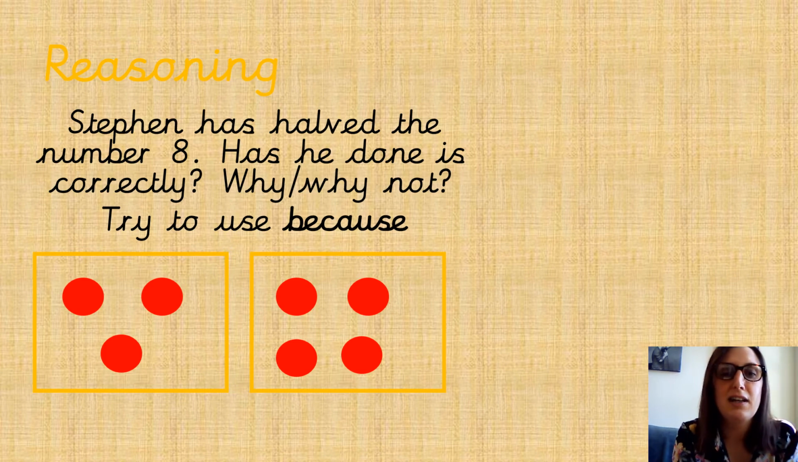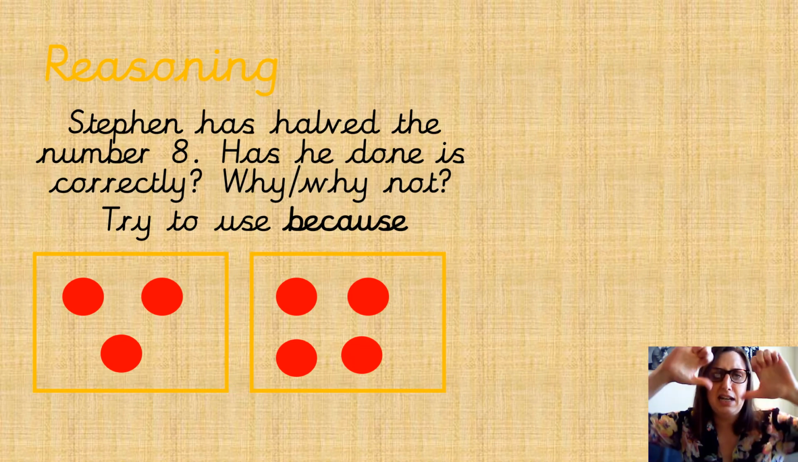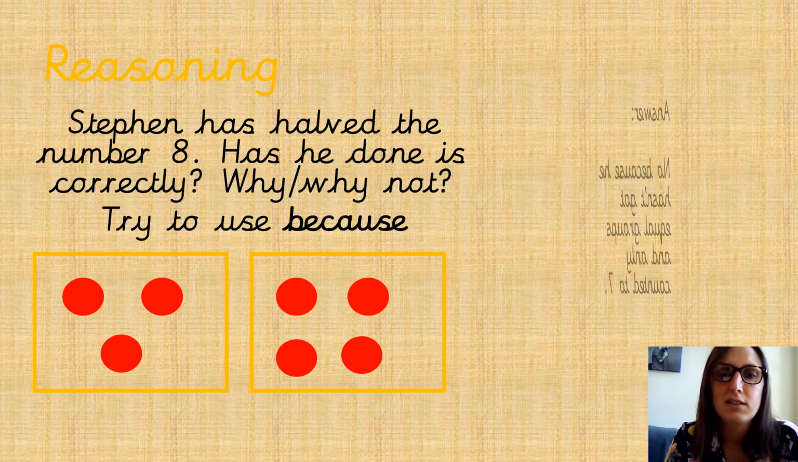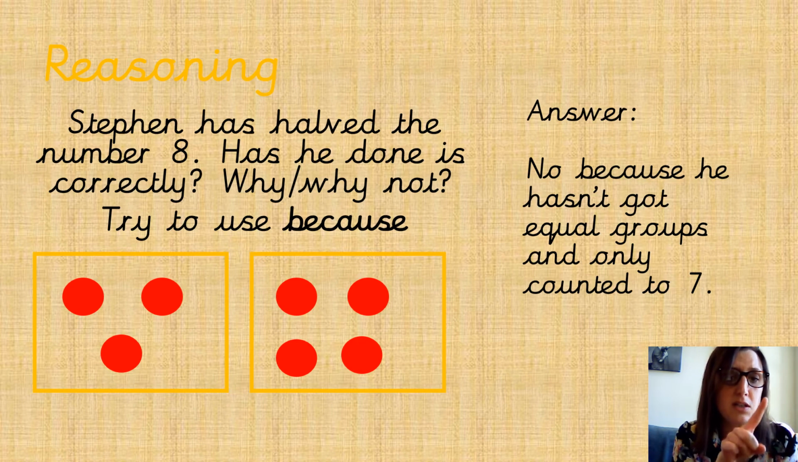Okay, hopefully you had time to pause it. So let's have a look whether Stephen did that correctly. You can give me a thumbs up at the screen whether you think yes he did or no he didn't. So you can show me your thumbs up. Right. Ta-da! Now the answer, which I'm sure that you got, was no, because he hasn't got equal groups, and when you're halving you have to have equal groups, and he only counted to 7 because I can only see 1, 2, 3, 4, 5, 6, 7. So he hasn't got the number 8 to start with that he's halved.